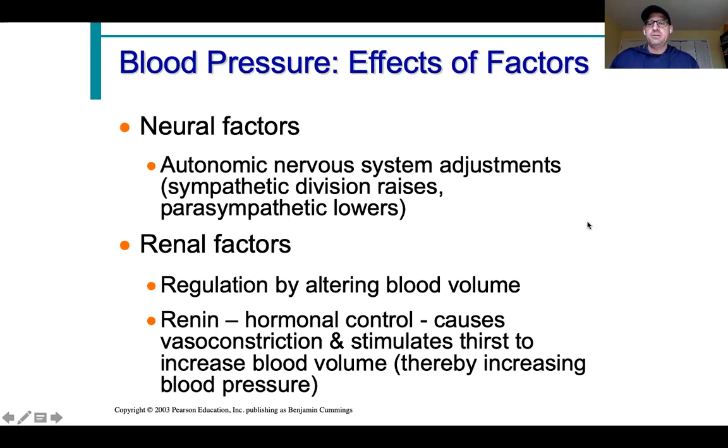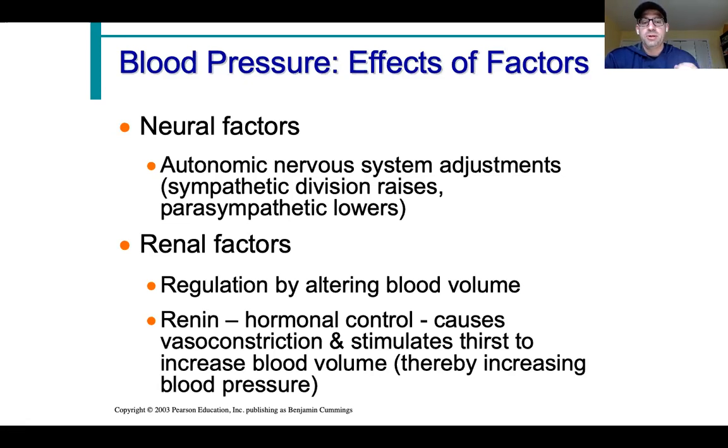So there are different factors that control your blood pressure. There are neural factors, so your nervous system will help to control your blood pressure. The autonomic nervous system is the one that's in control. Remember, the autonomic one is the one that you don't have conscious control over. The sympathetic division of your autonomic nervous system raises your blood pressure, which makes sense. If you remember, the sympathetic division is the one that is responsible for our fight or flight response. And then the parasympathetic division that's responsible for our rest and digest responses lowers your blood pressure.